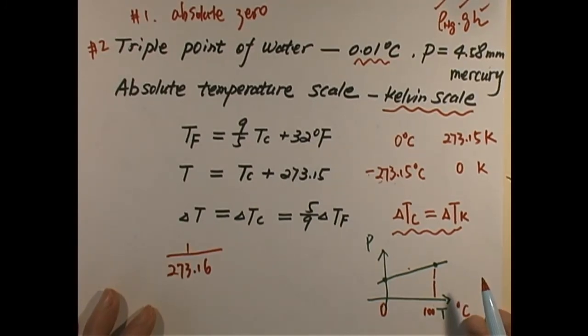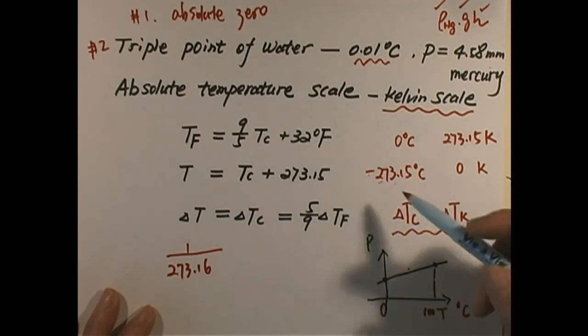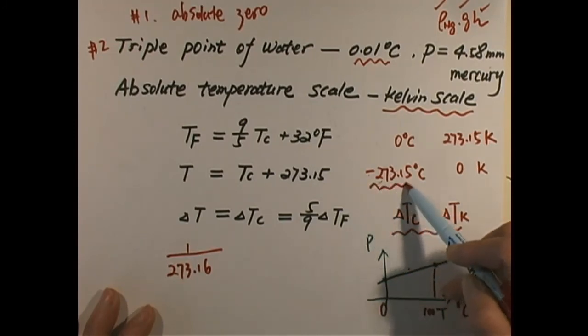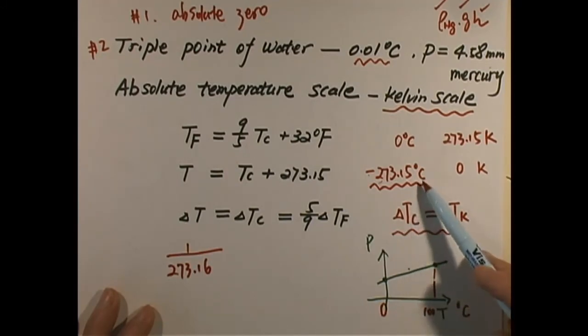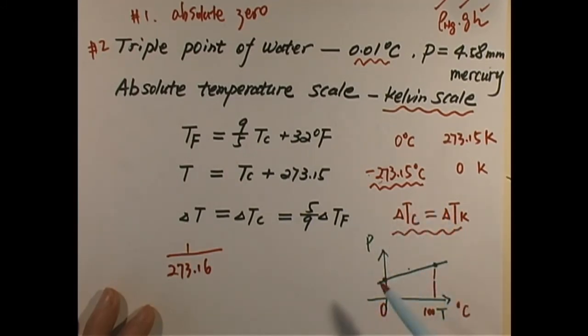Where does it come from? That has come from a profound property, which is that all gases will reach zero pressure at that particular point. That is very unique. That's why we choose this as a reference point and create a new scale.